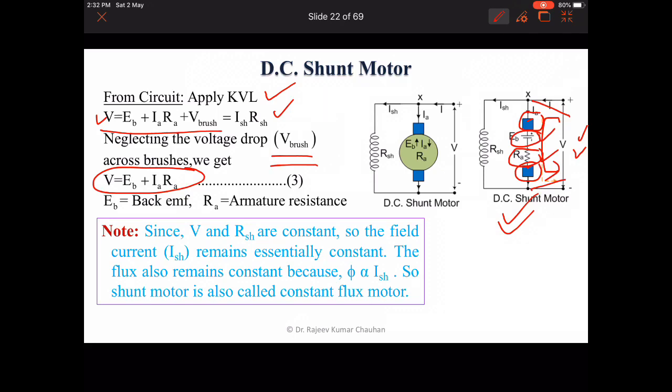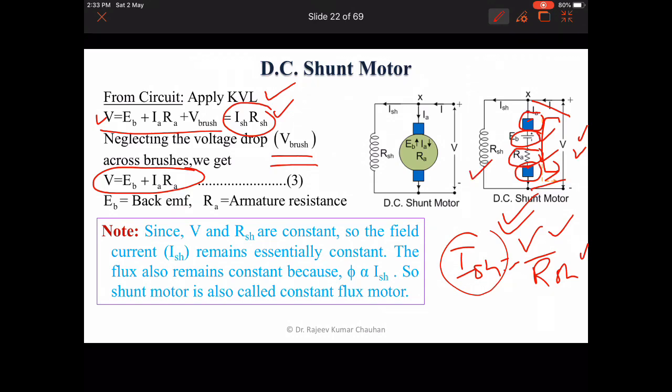Since V and RSH are constant, the field current ISH remains essentially constant. From this formula we know that ISH is equal to V upon RSH. If both quantities are constant, then this current will be constant. The flux also remains constant because phi is proportional to ISH in the shunt winding. So the shunt motor is also called a constant flux motor.